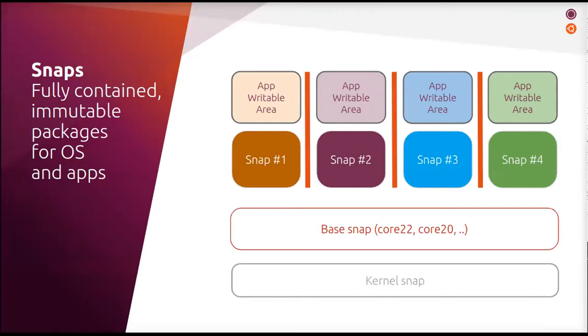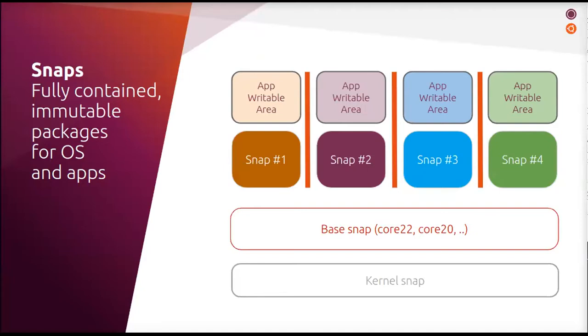Every snap is based on a base snap, which is a special kind of snap that provides a runtime environment with a minimal set of libraries that are common to most applications. And Ubuntu Core is a fully containerized operating system based on strictly confined snaps.